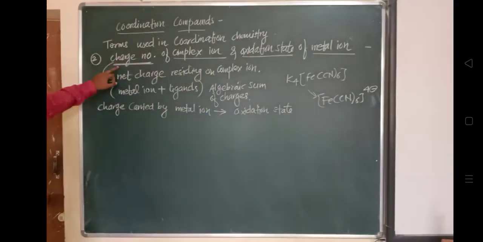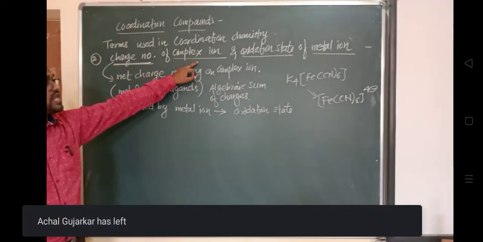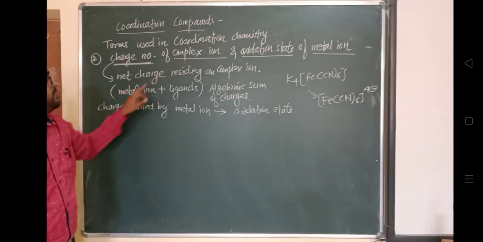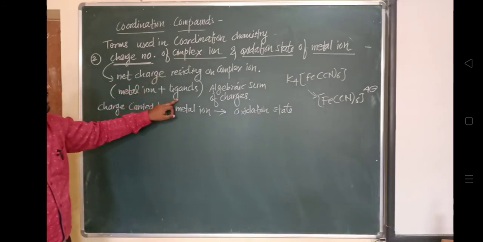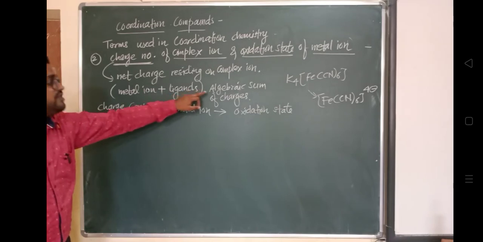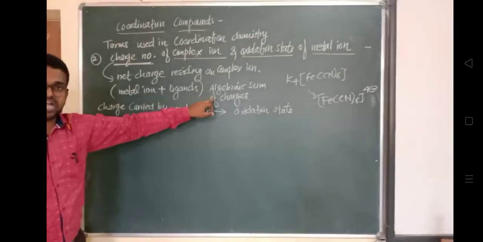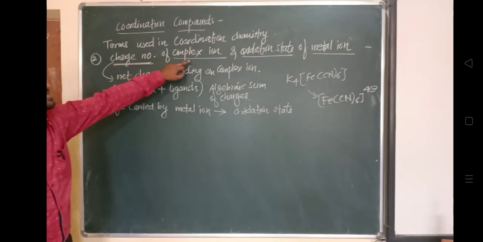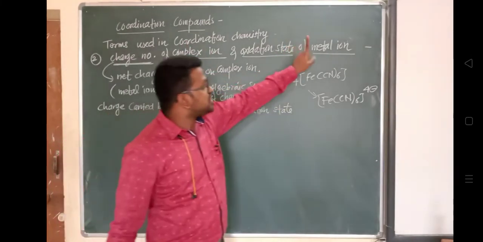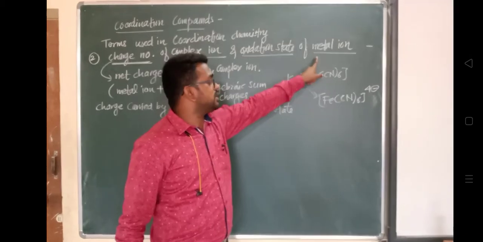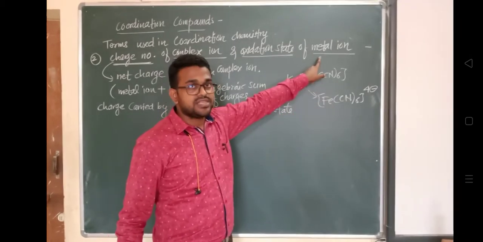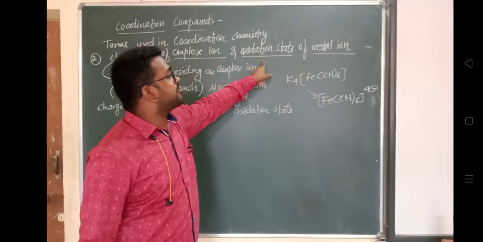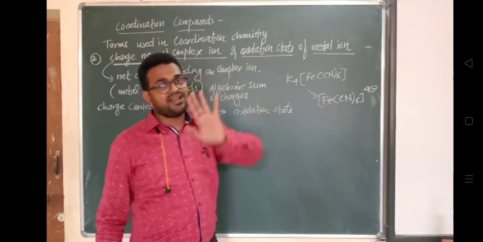So we'll see with the help of an example, the complex [Fe(CN)6] 4 minus. If we see this complex ion, [Fe(CN)6] 4 minus, it has a charge number of -4. What is the charge number of this right now? So charge number is what?